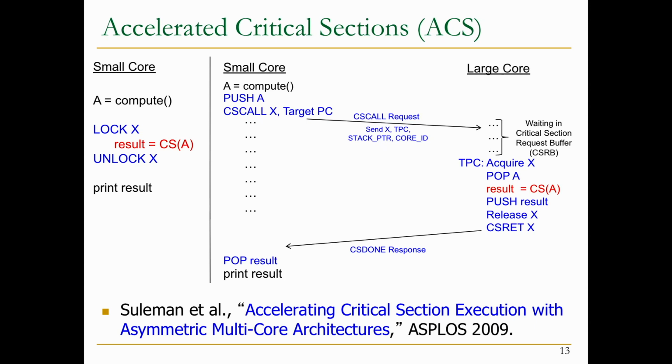Let me give you an example. If all of your instructions are dependent on each other in the critical section, there is no instruction level parallelism, so that large core may not provide you any benefit. You might as well execute this completely dependent code in a very simple in-order core.